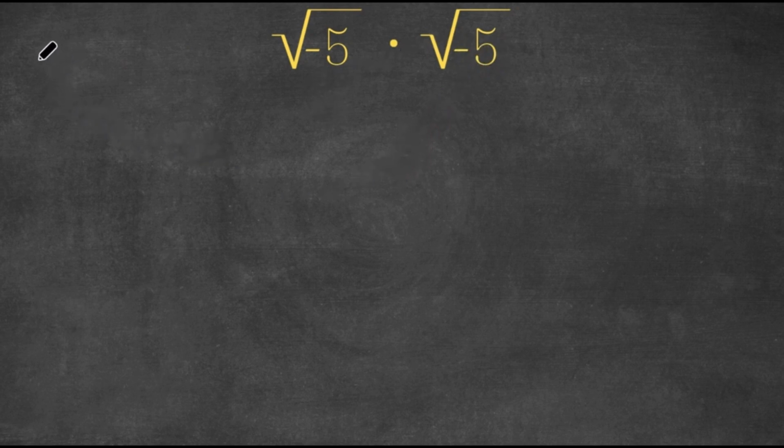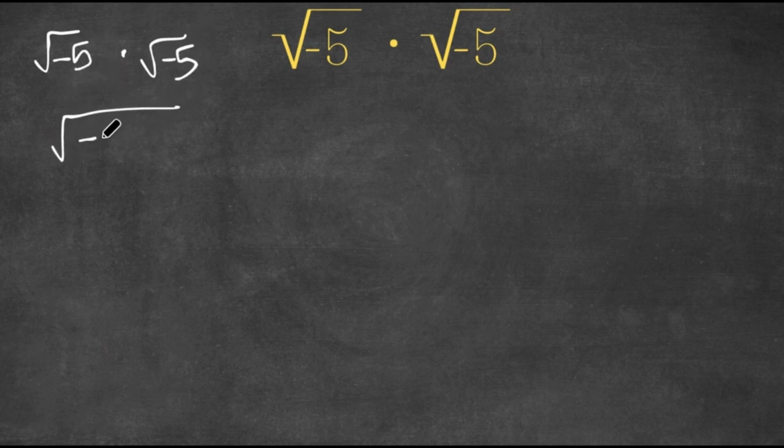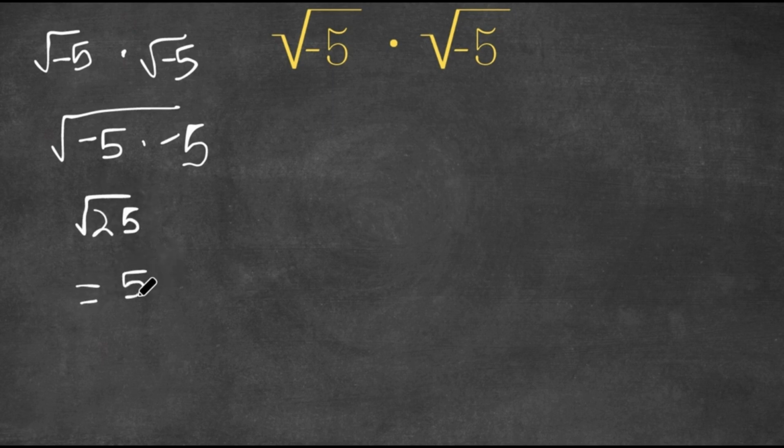So what many people do is they see square root of negative 5 times the square root of negative 5, and then they simply just multiply negative 5 with negative 5 in the radical. So they go the square root of negative 5 times the square root of negative 5, and negative 5 times negative 5 is 25. So this would be the square root of 25, which is equal to 5. So many people think that 5 is the right answer. However, this is wrong.